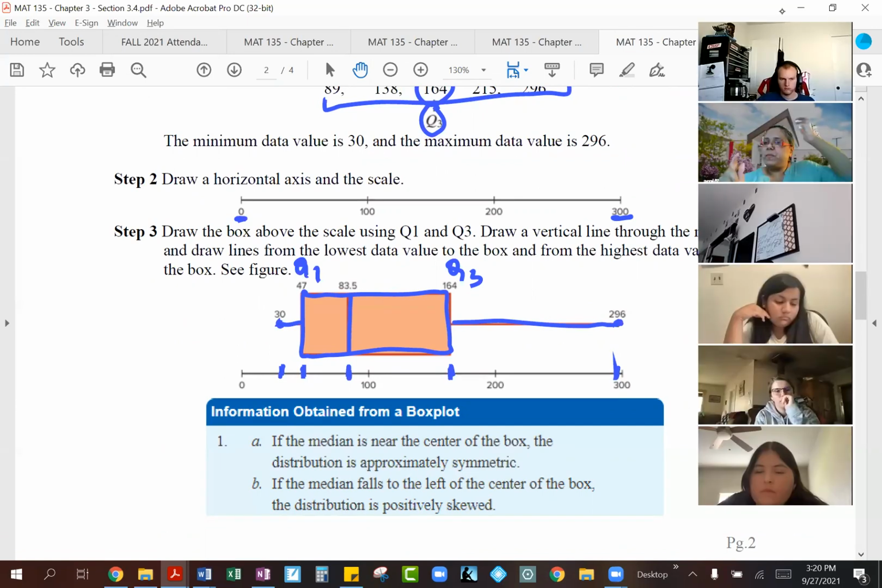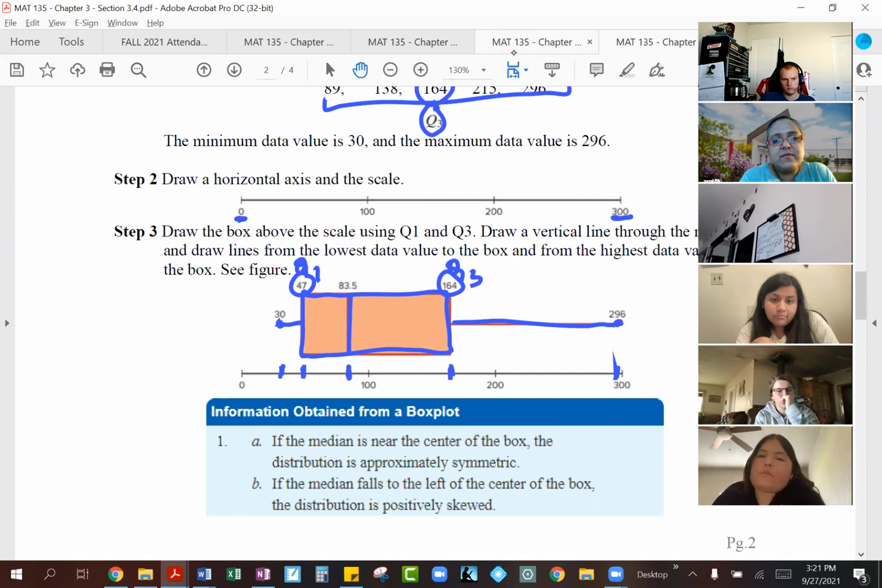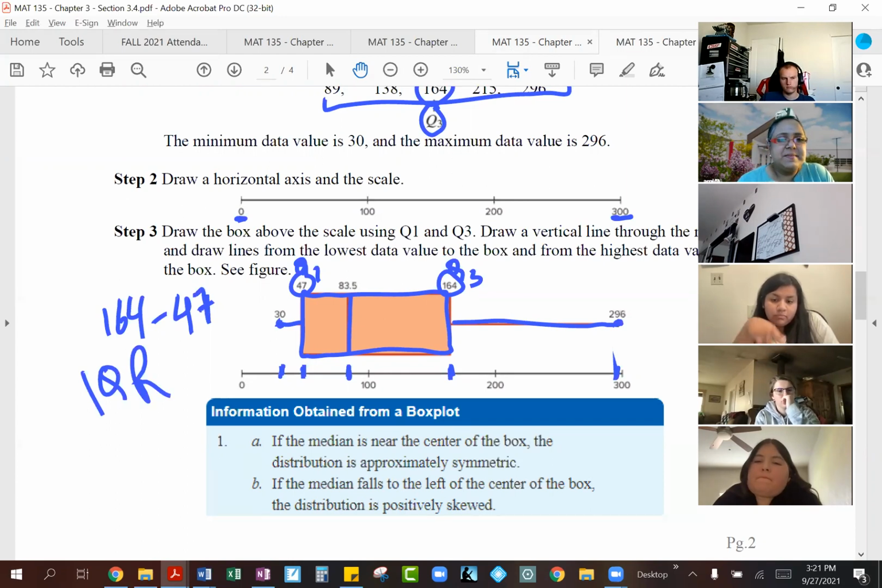And what your box plot does, remember, this is about position. It is telling you how spread your data is. Depending on how long those lines at either end are going to be gives you the idea of how spread out your data is. But then the little box in the middle tells you where your data values are concentrated, where your interquartile range is. And remember, the interquartile range is taking quartile 3 and subtracting quartile 1 from it. So 164 minus 47 will give you the interquartile range, whatever that number comes out to be, 100 something.